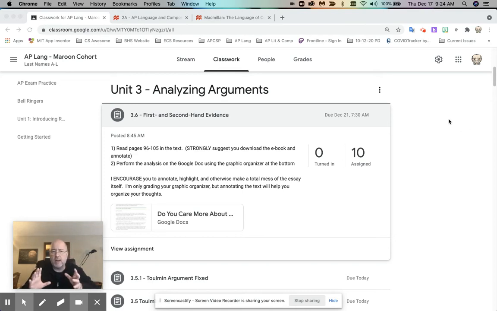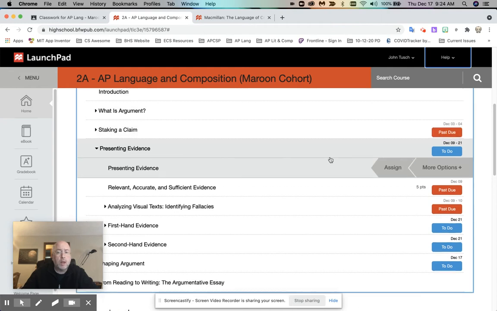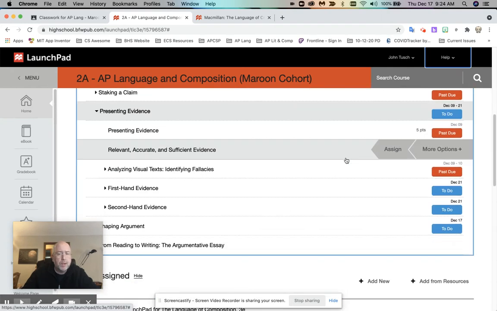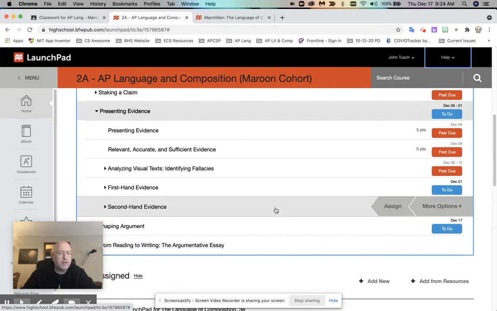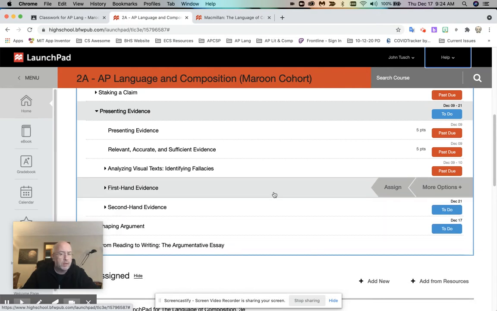So what we're going to do is talk about first and second hand evidence today. We get a little bit of an exercise with the textbook, and I'm actually going to leverage the textbook today. Hopefully by now you've got your textbook marked and you log into your textbook. When you do, you're going to see that I've added first hand evidence and second hand evidence and shaping argument, all of this to your assignment.